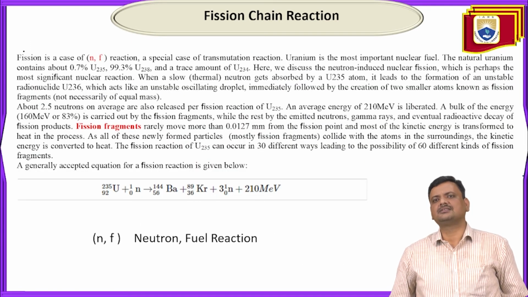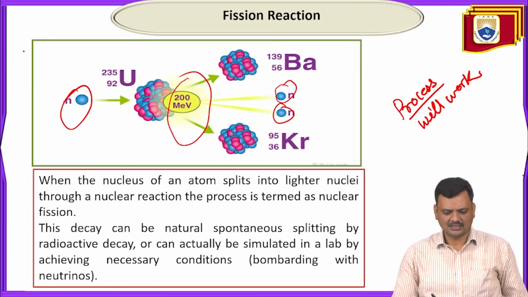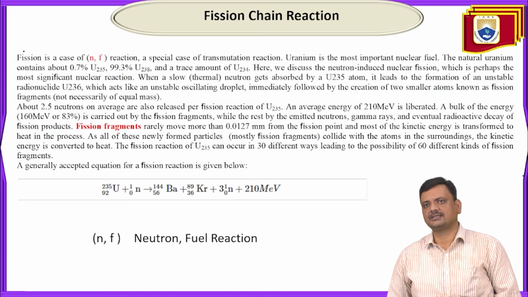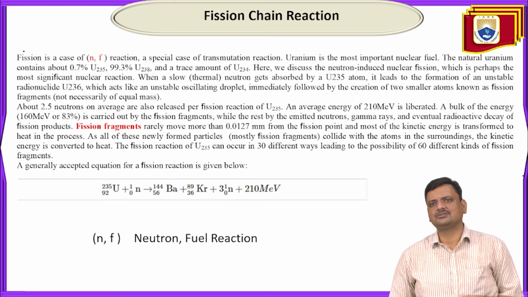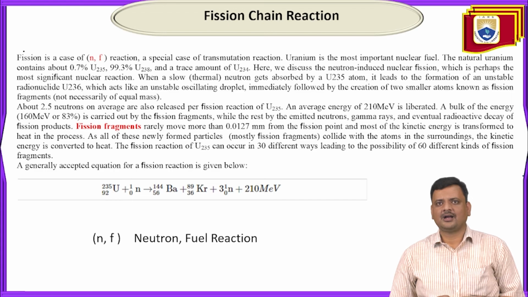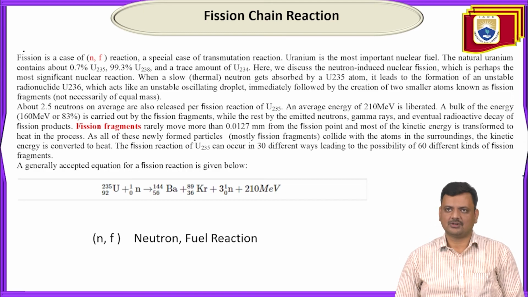Now here it is written something, NF, neutron fuel reaction: that is fuel, that is neutron. This is written here, neutron fuel reaction. So what goes on during the fission reaction process is written here. Generally, natural uranium contains about 0.7% uranium-235 and 99.3% uranium-238, and a trace amount, very little, of uranium-234 also.